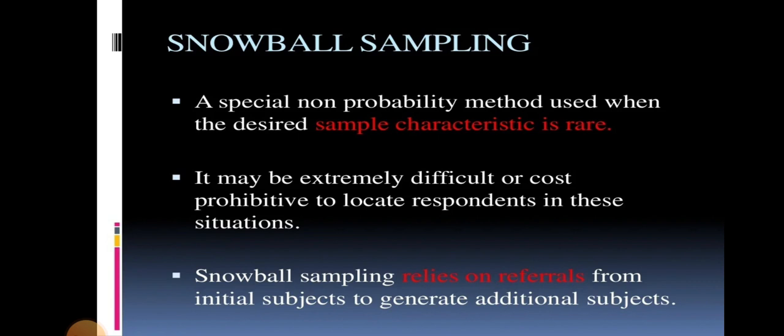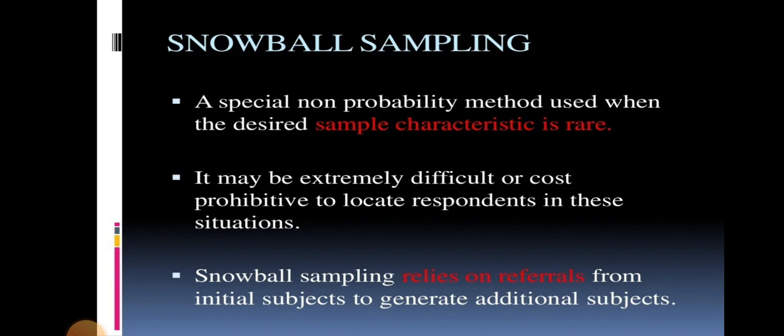So this type of sampling is known as snowball sampling, where the sample characteristics are very rare and they cannot be easily identified, or they don't want to be exposed. So it may be extremely difficult or cost prohibitive to locate respondents in this situation. Here the prostitutes example that I have given is just an example. There can be many other cases like rape victim cases, acid victim cases and all.